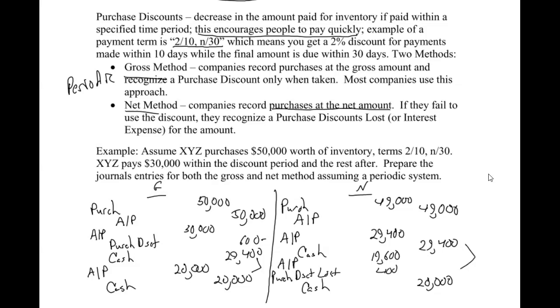All right, so once again, we still paid $49.4 over here, which is the same we paid right here. Okay, so we paid the same amount. It's just we accounted for it a little bit differently by netting it on the front end.